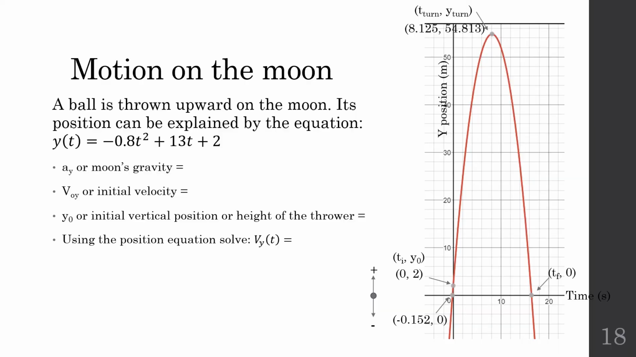So you can see here we have a ball that's thrown upward on the moon, and its position can be explained by the equation y of t is equal to negative 0.8 t squared plus 13t plus 2. And over on the right hand side I have an illustration of that motion taking place. Now my questions for you are: what is the moon's gravity, so what is Ay? What is the initial velocity, or Voy? What is the initial position, or the starting height of the thrower, or y naught? And then using the position equation to solve for Vy of t, what would your Vy of t equation be?